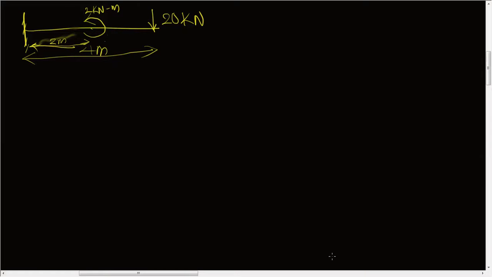In this video, let us try to solve some of the problems in shear force and bending moment diagram. Here is a beam with some loads like 20 kilonewton point load and 2 kilonewton meter counterclockwise moment, and 4 meter is the length of the beam, and this 2 kilonewton meter moment is acting in the middle, that is at 2 meters from one end.